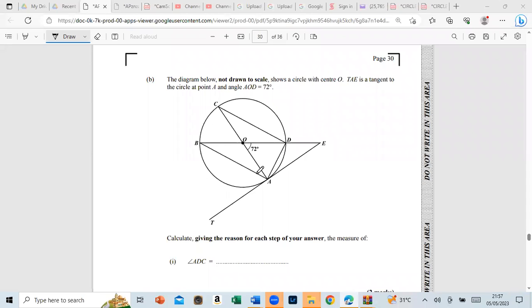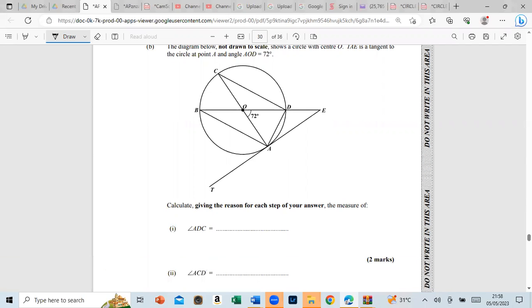Alright, so everybody should know circle theorems by now. I've done so many videos on circle theorems, so everybody should be able to solve this. Let's go, guys. It says ADC. What will be the value of ADC?